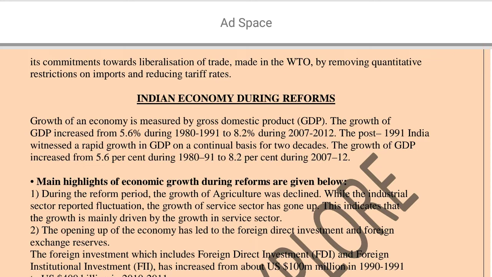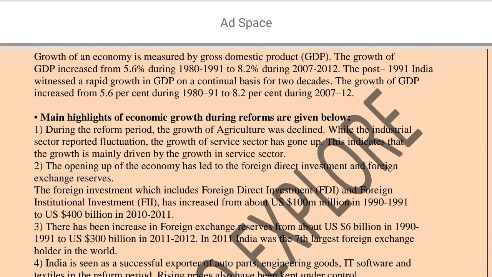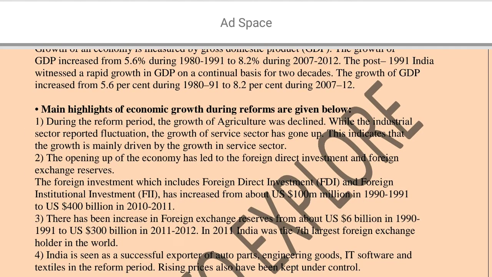So the main highlights of economic growth during the reforms are as follows. During the reform period, the growth of agriculture was declining, while the industrial sector reported fluctuations, and the growth of the service sector has gone up. This indicates that the growth is mainly driven by the growth in the service sector.